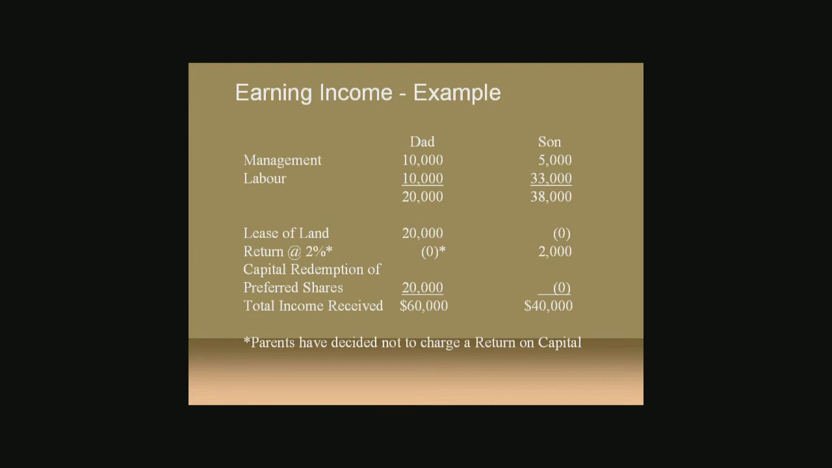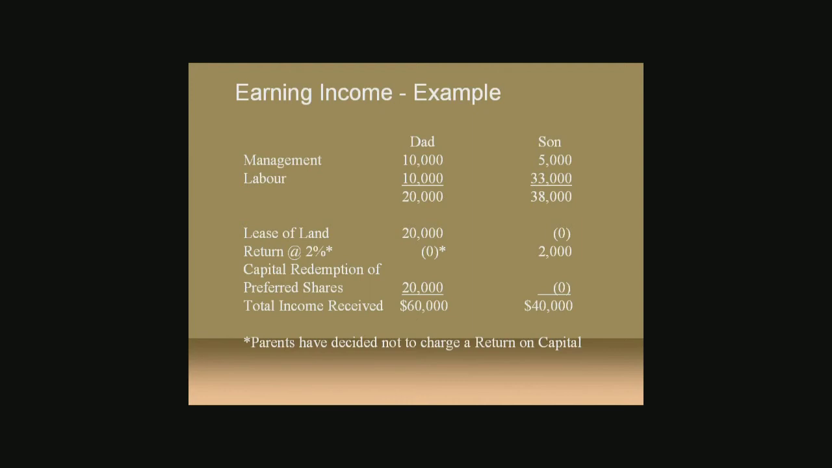The same thing should happen on the son's side. And I do have another overhead I usually use to show the same example on the son's side. So, for example, if the son wanted 60 grand, he doesn't own land. Say it's just a guy at 23 years old coming back from Olds College. He doesn't own any land. He has no preferred shares. Where's his $60,000 going to come from? Well, maybe management 20 and labor 40.